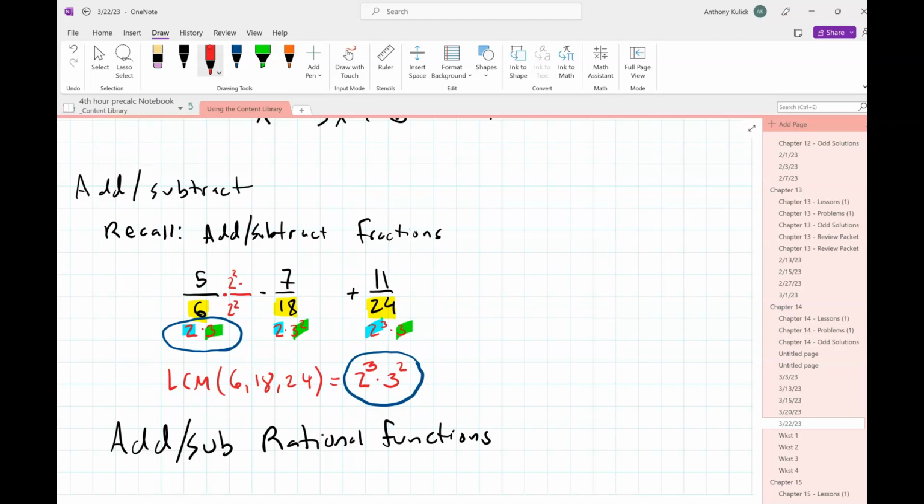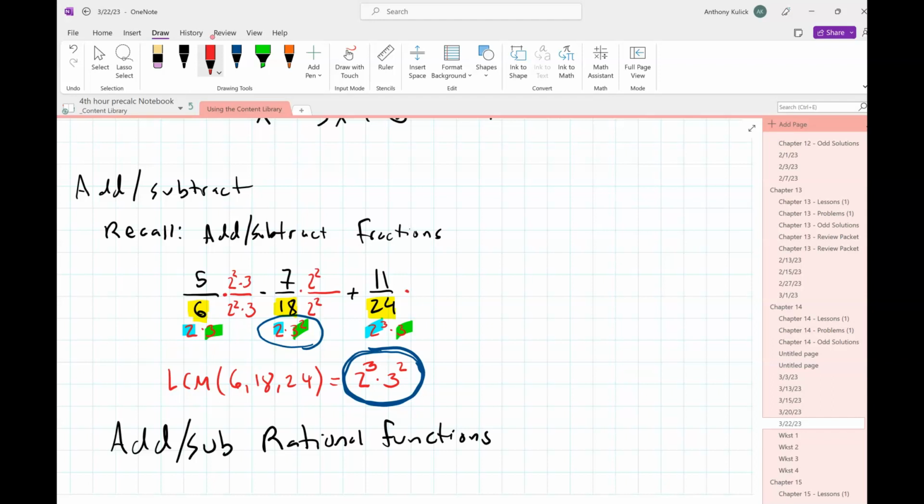I have 1, 3. How many 3's do I want? 2 of them, so I'm going to need 1 more. So now I'm going to look at 7 over 18. Again, I'm going to compare what I have with what I want. So I have 1, 2. I need 3 2's, so I'm going to need 2 more 2's. I have 2 3's, and I want 2 3's, so that's all I need. Everybody okay there?